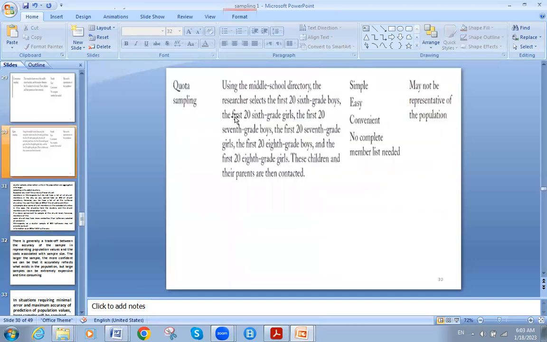Again, I would say the quota using the middle school directory as example, the researcher selects the first 20 students, boys, and the first 20 students, girls of grade 6. Then first 20 students, boys, and first 20 students, girls from grade 7. First 20 students, boys, and first 20 students, girls from grade 8. It's very simple, very easy. This is advantages, very convenient. No complete number is needed, but it may not be representative for the whole population. That is regarding the quotas.